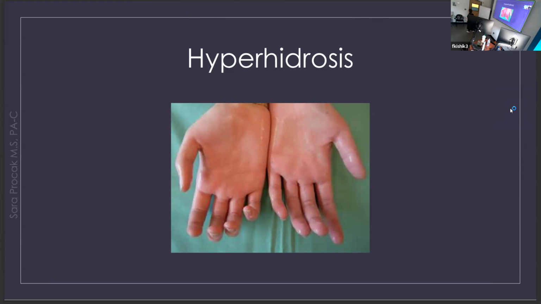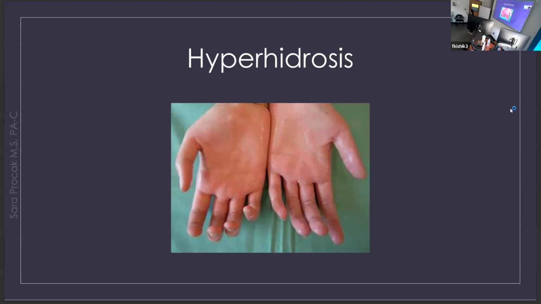Hyperhidrosis. Last one. So hyperhidrosis is where you have excessive sweating outside of what you need for thermal regulation. So this is going to affect usually the axilla, the palms, and the soles of the feet, sometimes also the forehead. So this condition can be problematic for your patients, especially on a daily basis, professionally.